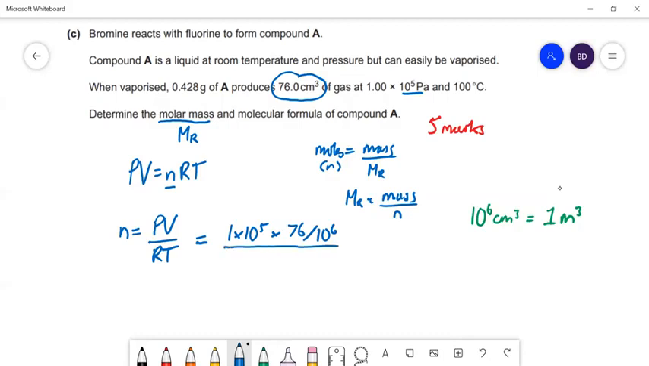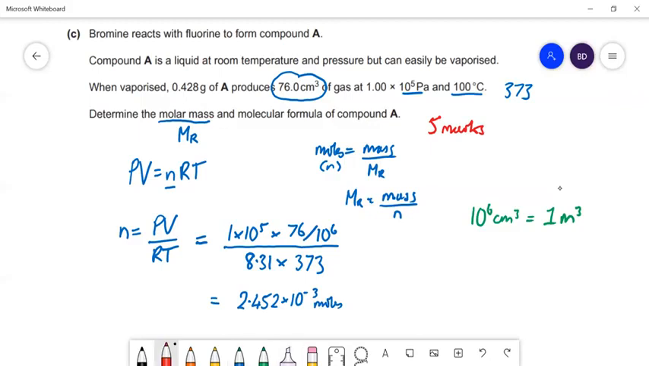Okay, and the ideal gas constant is 8.31. And the temperature, well, we have to convert the temperature again. Just be careful with the units. 100 degrees C, add 273, that's 373 Kelvin. It's got to be in kelvins. Right, put the numbers into that, and we get 2.452 times 10 to the minus 3 moles.